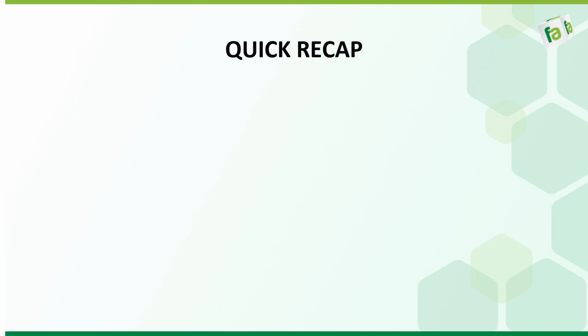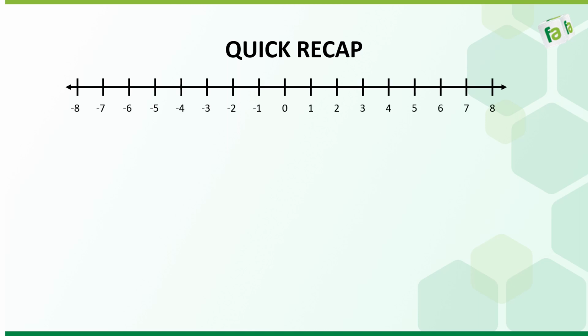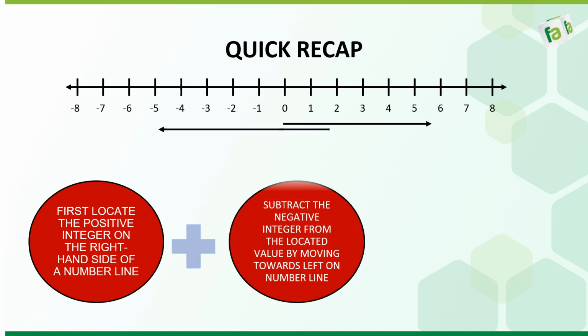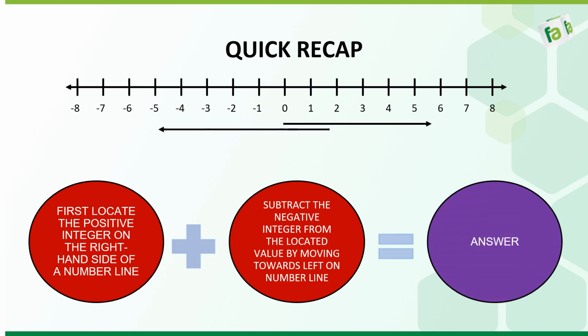Now, to add negative and positive integers, we will first locate the positive integer on the right hand side of a number line. After this, we will subtract the negative integer from the located value by moving toward left on the number line. Then we will get our answer.